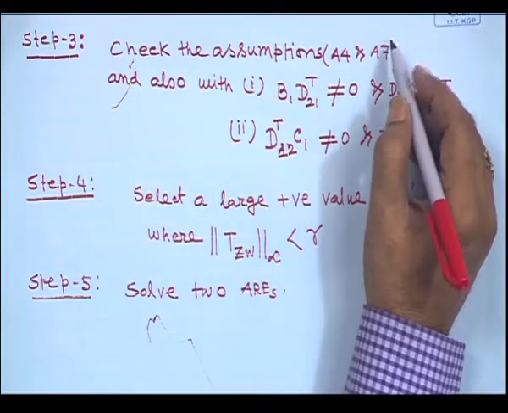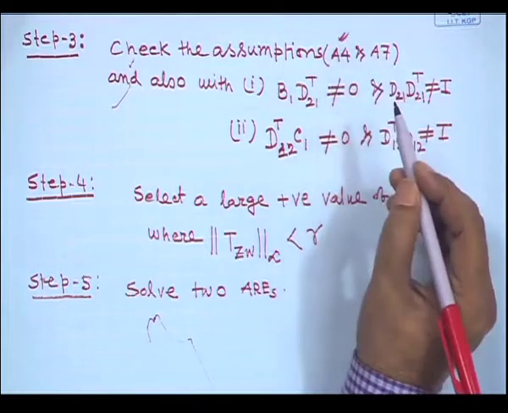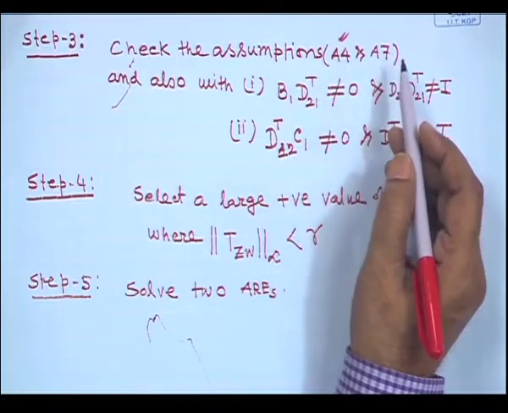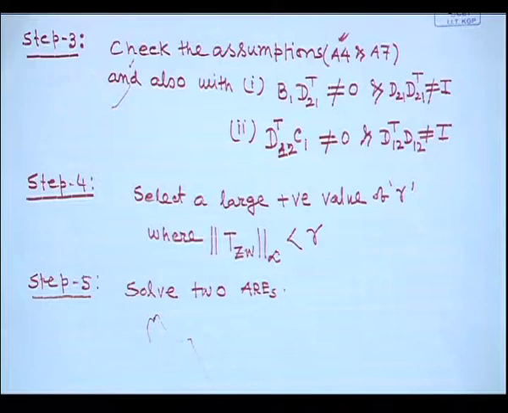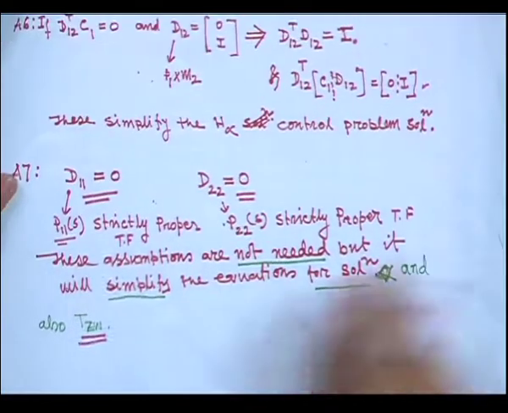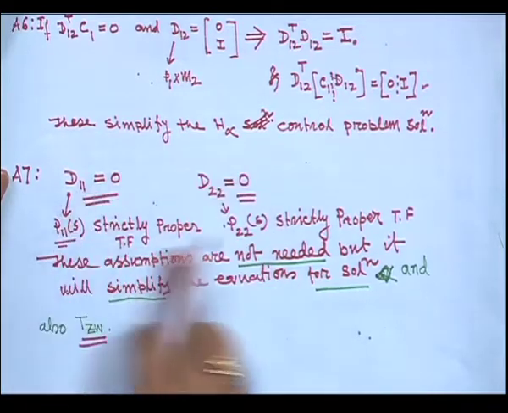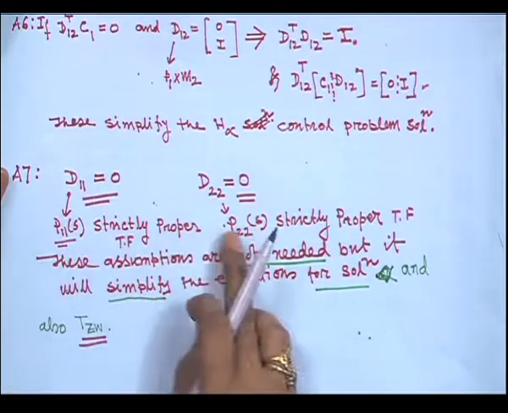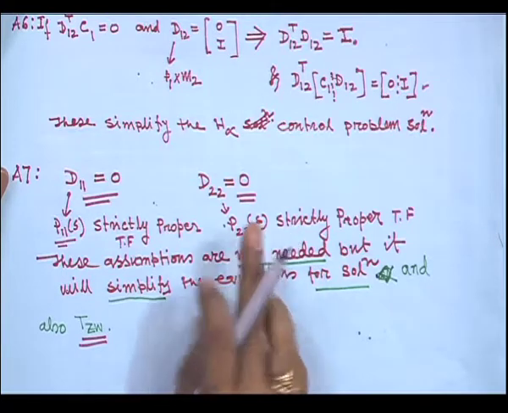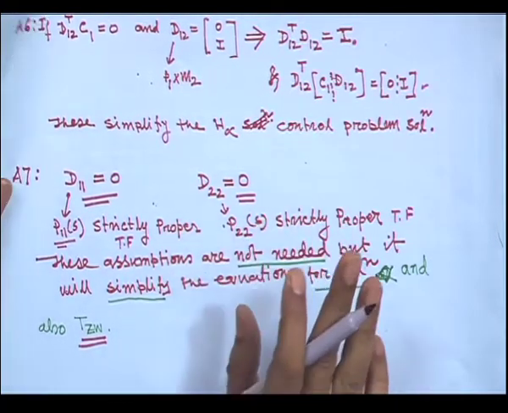Again, check the assumptions A4 and A7. What is the A7 assumption? D12 is equal to D11, which is 0, and D22 is 0, meaning P11 and P22 are strictly proper transfer functions, and that only simplifies the algorithm.